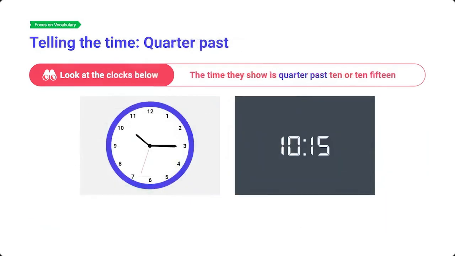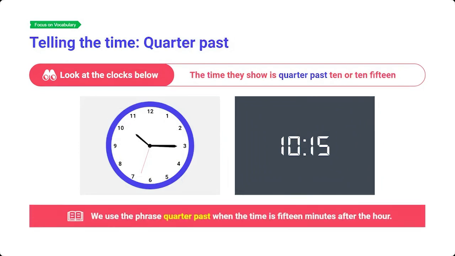Look at the clocks below. The time they show is 10:15. We use the phrase quarter past when the time is 15 minutes after the hour.